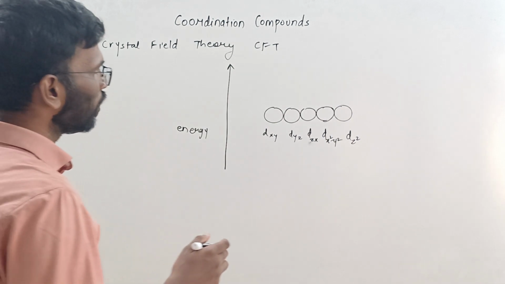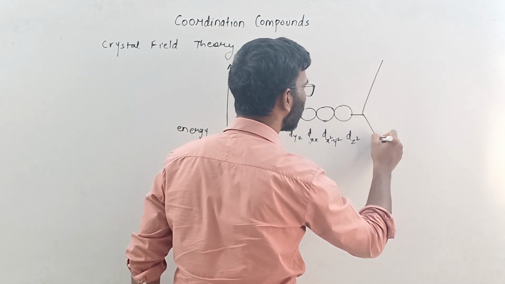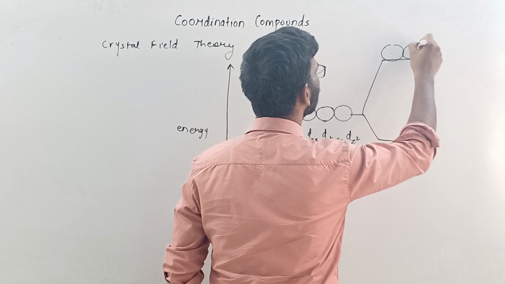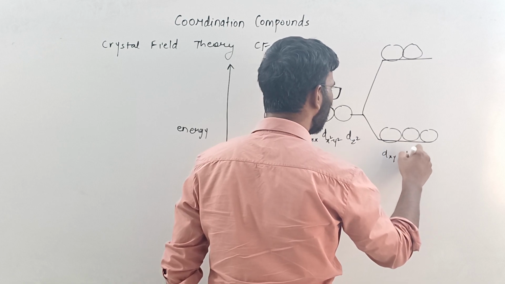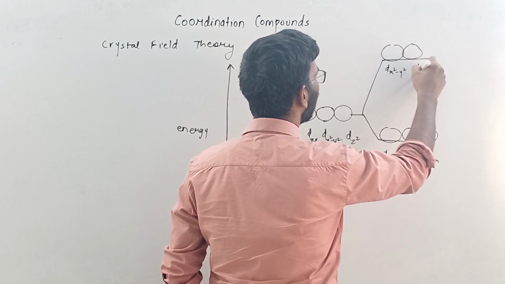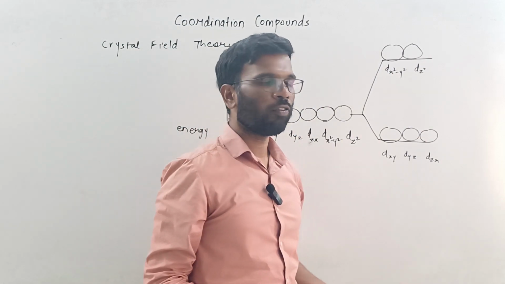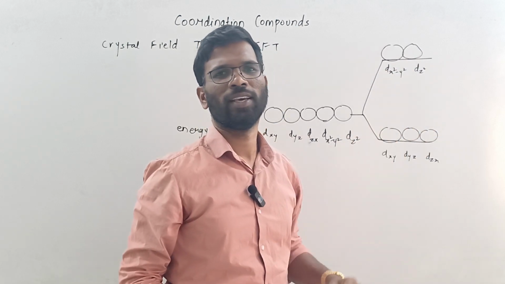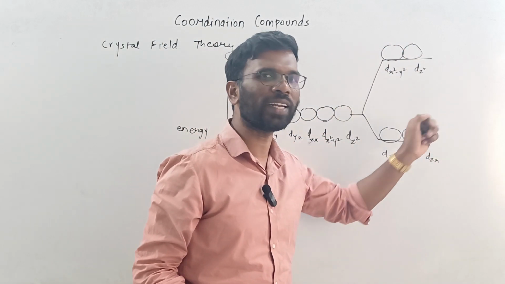Splitting of the d orbitals in the presence of the ligand. When a ligand approaches, certain orbitals go to higher energy and certain orbitals go to lower energy: dxy, dyz, and dzx, and dx square y square, and dz square. In the presence of a ligand there is repulsion, and repulsion is maximum with respect to dx square y square and dz square. What is the reason for that? These orbitals are along the axis, and those orbitals are in between the axis.